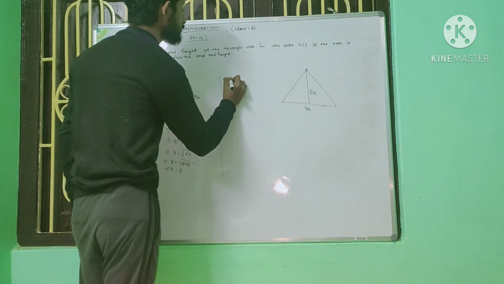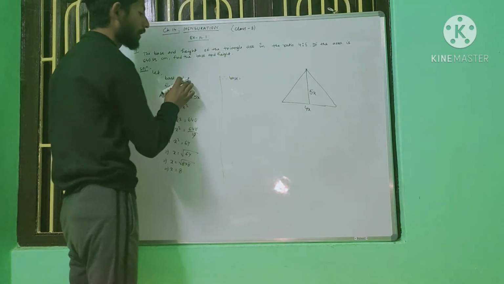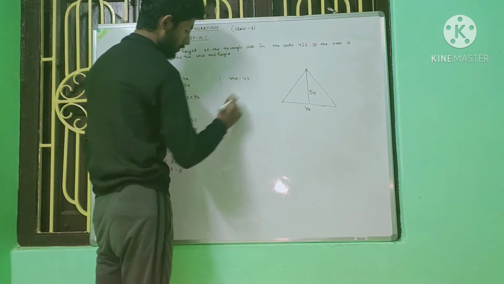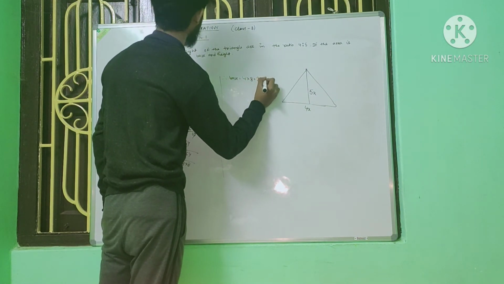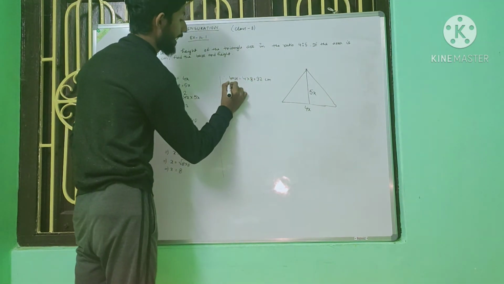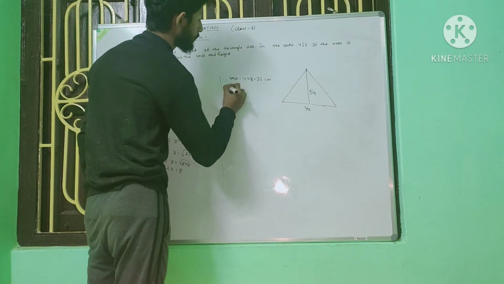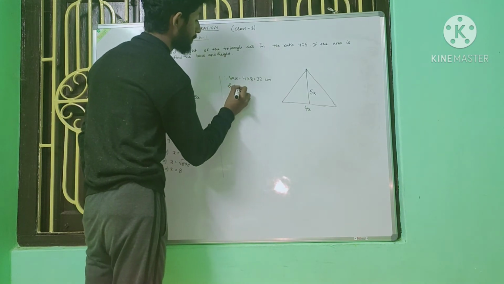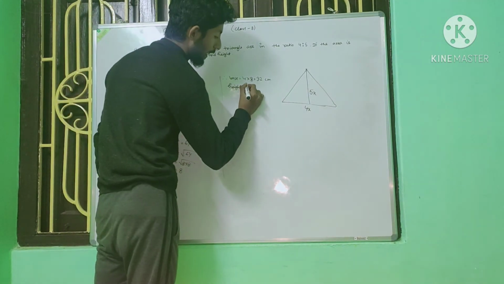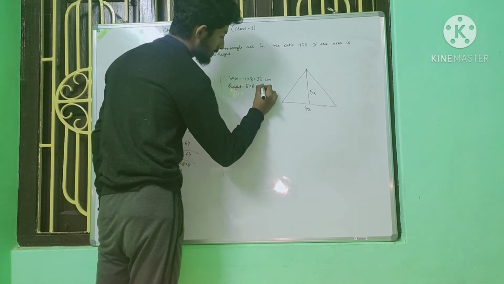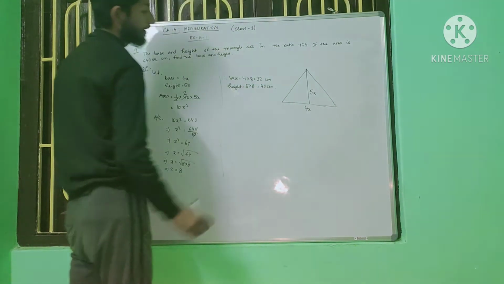Therefore, base is 4x, so 4 into 8 means 32 centimeter, and height will be 5x. That means 5 into 8, that means 40 centimeter only.